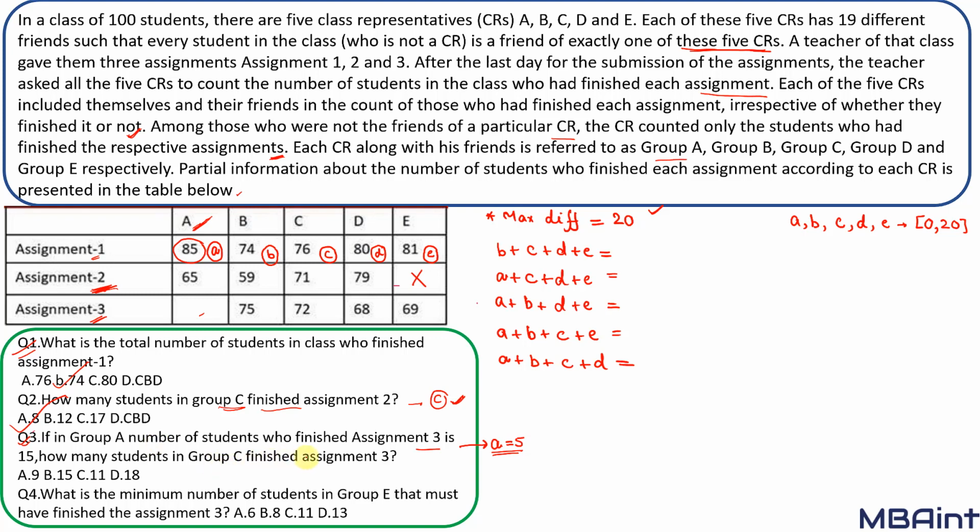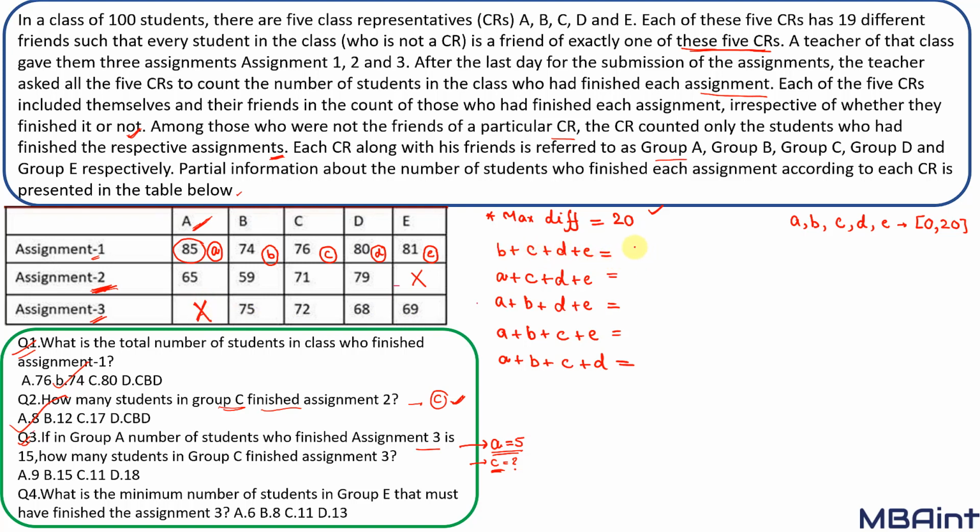Then the value of A equals 5. How many students in group C finished the assignment? If I get to know the value of C, I can answer the question, right? That would be 20 minus C. All my focus should be on getting the value of C. So it is talking about assignment 3. Let's suppose there is one blank over here. Let's suppose this is X.